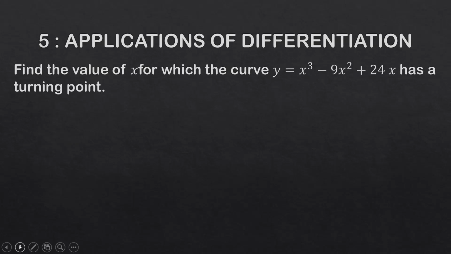Okay. Now, number 5. Number 5 said, find the value of x for which the curve has a turning point. So a turning point also means that dy/dx must be equal to 0. Then at that point, we can find the values of x. Remember, a turning point may be turning from up to down, or from down to up. So that means it is decreasing, this is the decreasing point, and this is the increasing point.